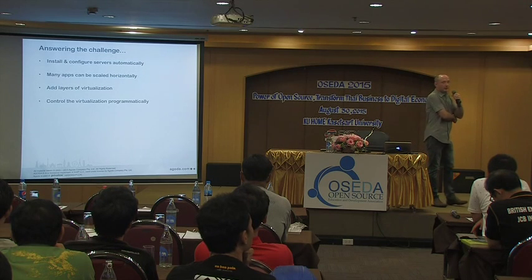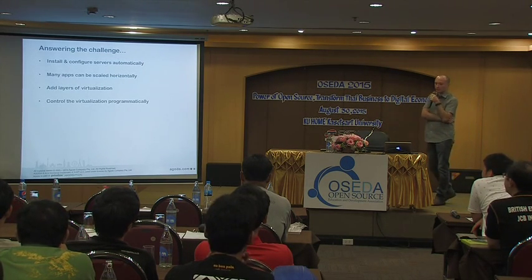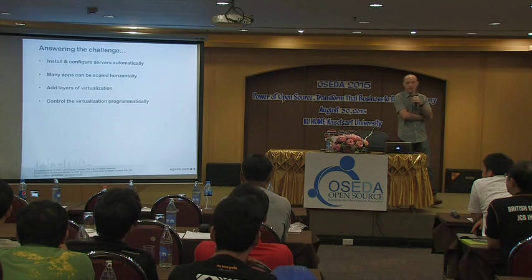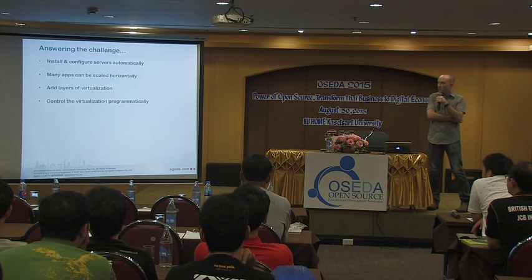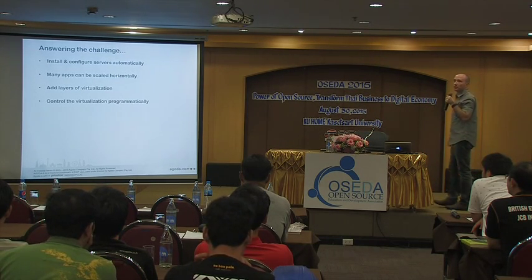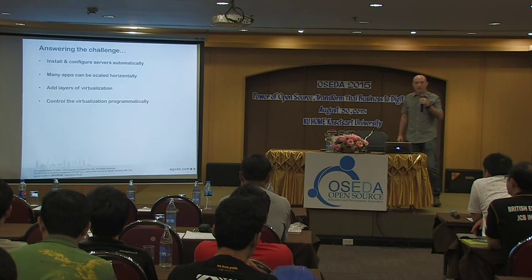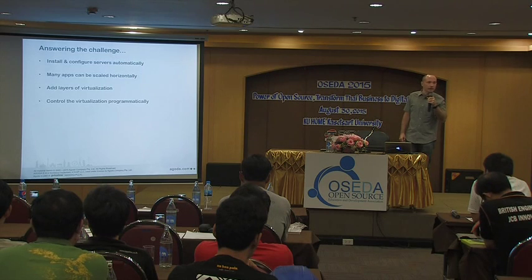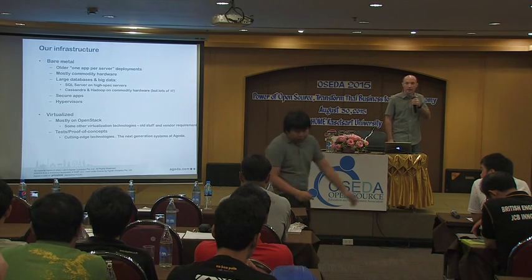So to answer this challenge of how do we achieve velocity with infrastructure, we want to be able to install and configure all the servers automatically. A lot of our applications scale out horizontally very well, so we don't need large servers. We can use commodity hardware for this. We can add virtualization layers onto our servers, and then we can control that virtualization programmatically. We can write software to control our infrastructure.